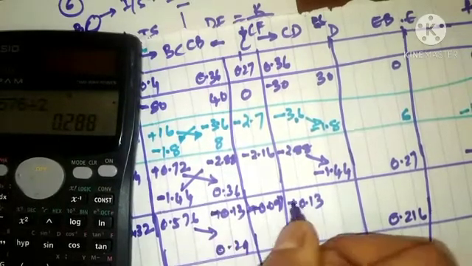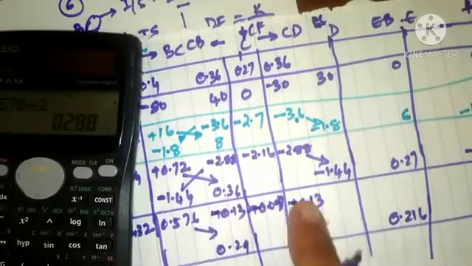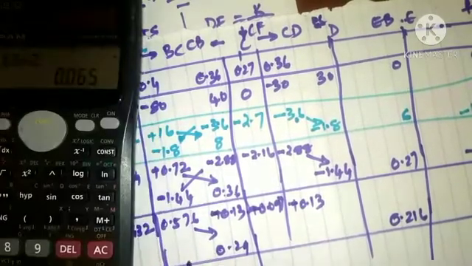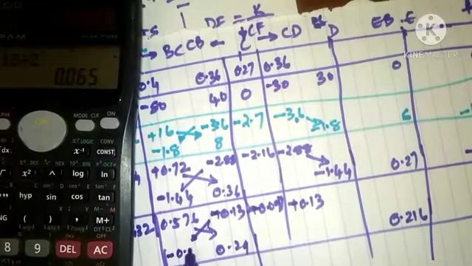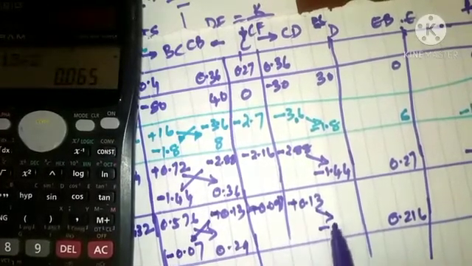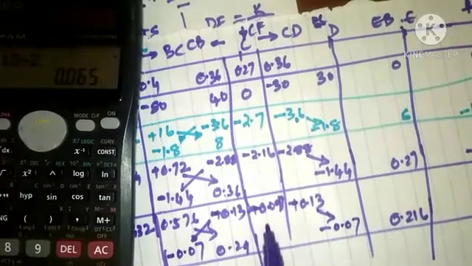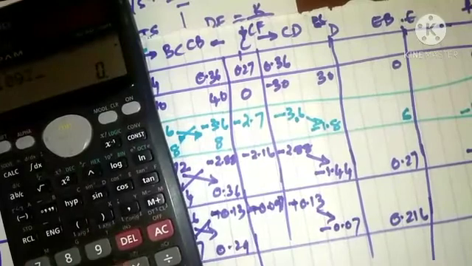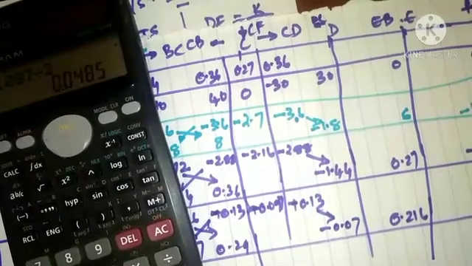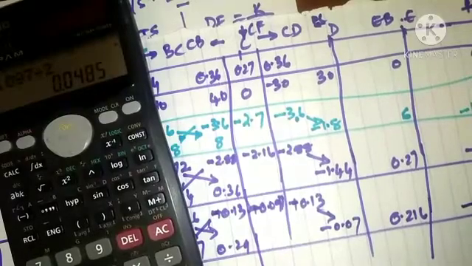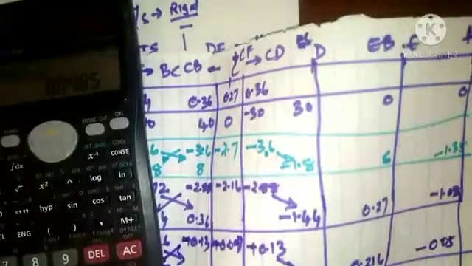This will be negative here. As it is positive, all will be negative. 0.13 divided by 2 comes as 0.07. So this will be minus 0.07. Likewise, this will be minus 0.07. Here it is minus 0.097. So 0.097 divided by 2 comes as minus 0.05. So this will be minus 0.05, minus 0.05.